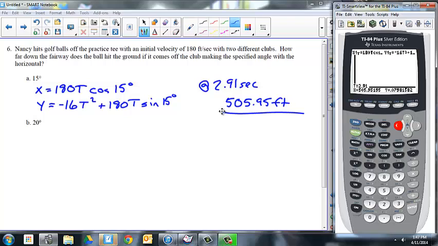All right, part B, there's only one thing that's going to change, and I think you can see what that is. It's the angle. All right, so I'm going to let you guys do part B.